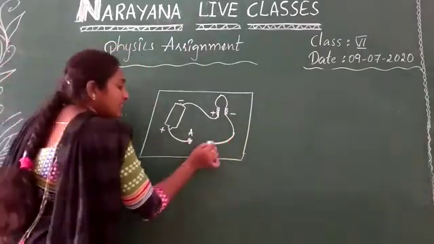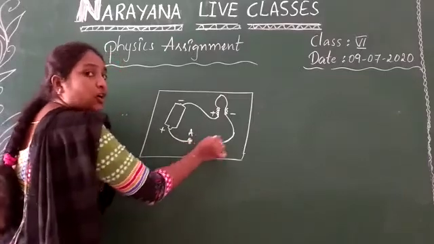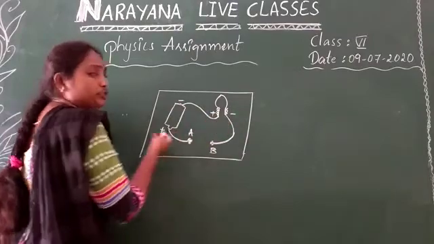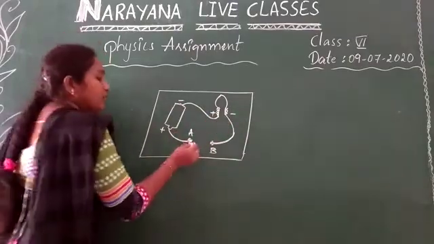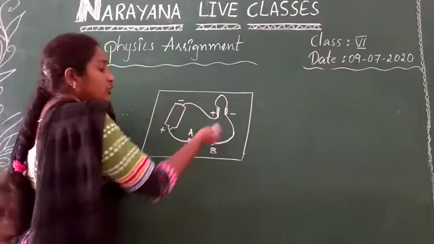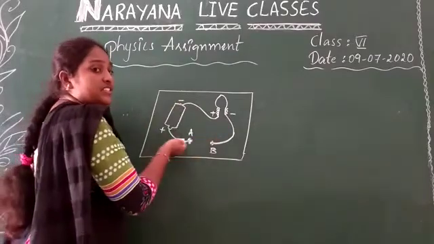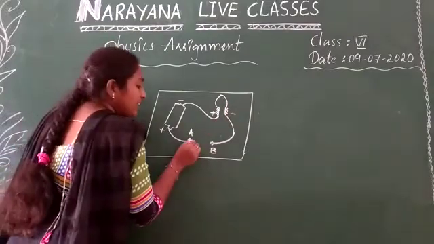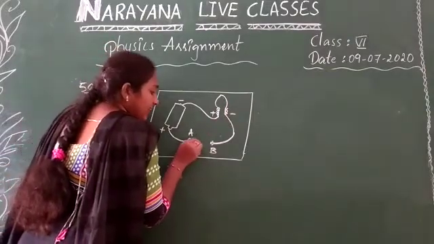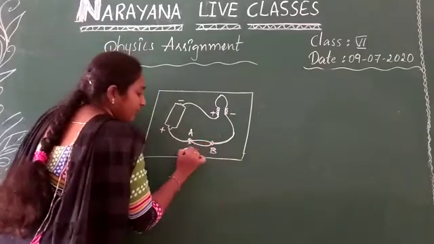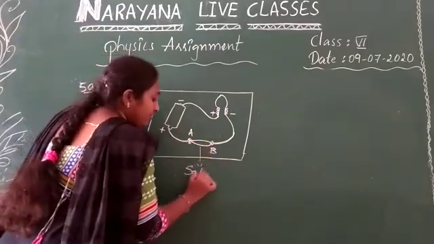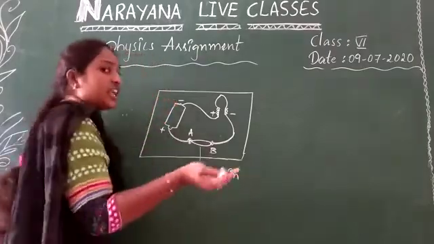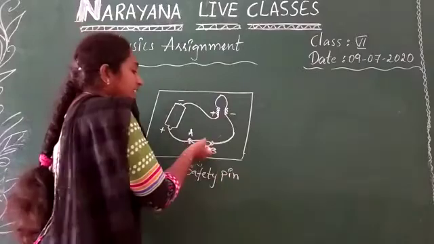Now here there is no closed path for the electricity to flow from the cell to the bulb and from the bulb to the cell, right? So here I am using a conductor to allow the current from the cell to pass through the connecting wire. I am taking a safety pin as the conductor. Safety pin is a conductor. Conductor means a material which allows the current to pass through it.